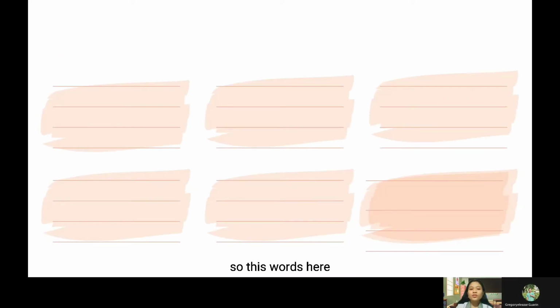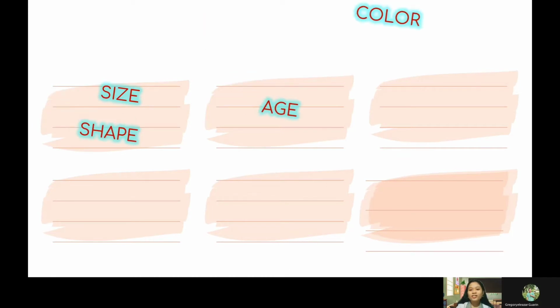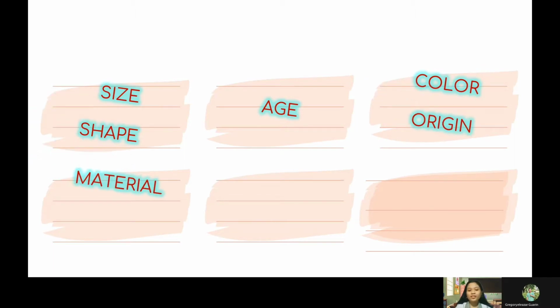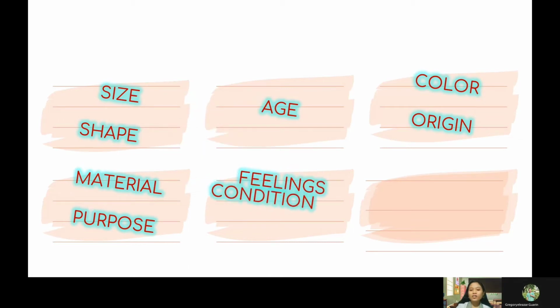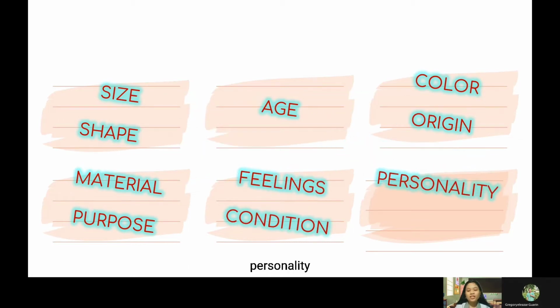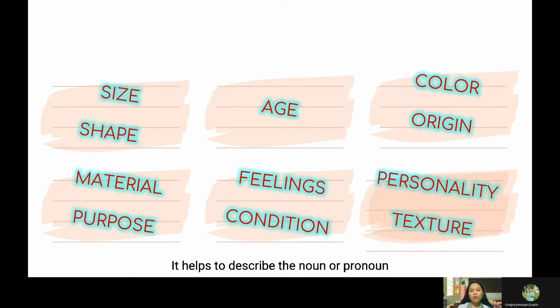So, these words here are like size, shape, age, color, origin, material, purpose, feelings, condition, personality, or texture. These are adjectives. It helps to describe the noun or pronoun. Now you know what is an adjective.